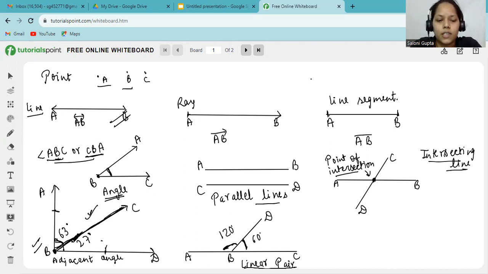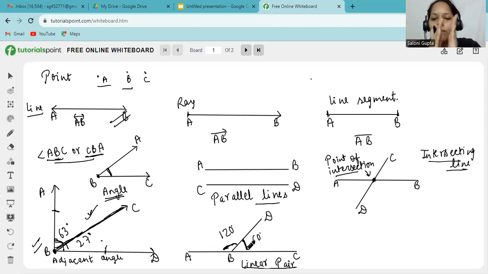Okay, so you can see this is 63 and this is 27. In this example, this is an adjacent angle and you can have the confusion with linear pair. In linear pair, the sum of the angles is 180 degree. And in supplementary angle also, the sum of the angles is 180 degree. So are they the same? We can say that every linear pair is a supplementary angle, but every supplementary angle will not be a linear pair.